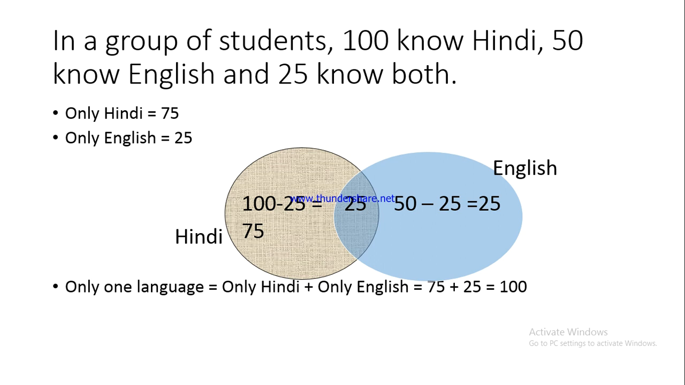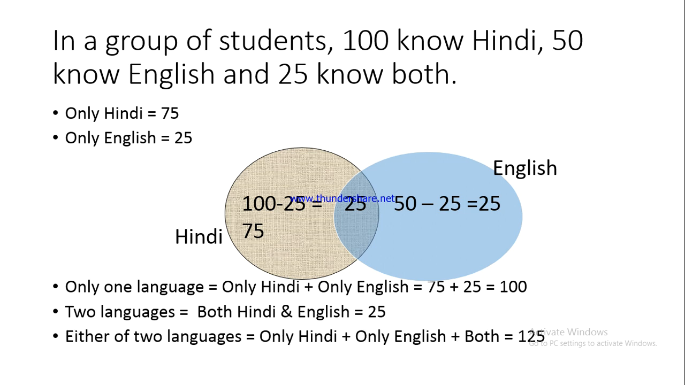Now, how many students know two languages? Hindi and English. So two languages means the student should be able to speak both Hindi as well as English, and this is being denoted by the overlapping part. So we can straight away write this down. Two languages equal to 25.